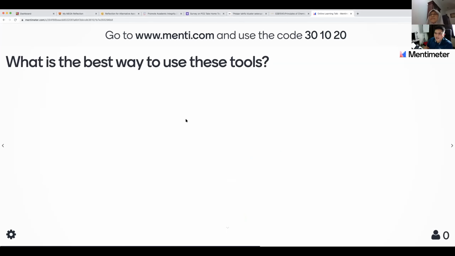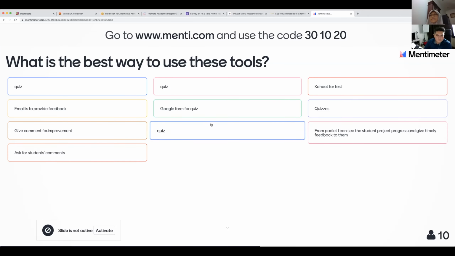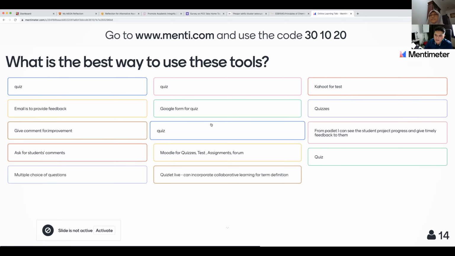So may I ask you another question? What is the best way to use these tools? Can you give an example? Like if let's say you want to use Padlet, for what? You want to use Kahoot for what? Can anybody share with me some examples? So here you can see that a lot of you use these online tools as quizzes, and also to give comments for improvement, giving multiple choice questions. Then you incorporate collaborative learning, and then reflection.